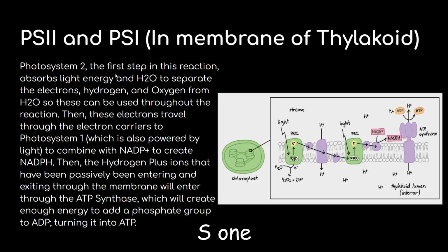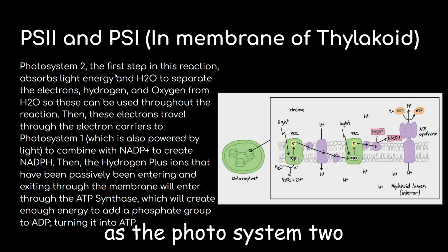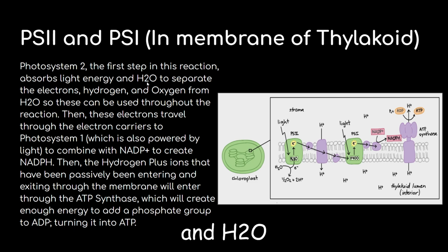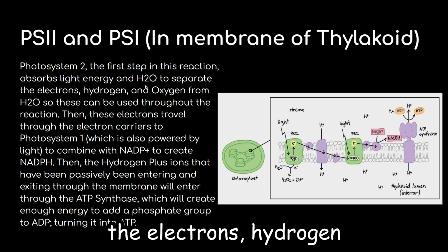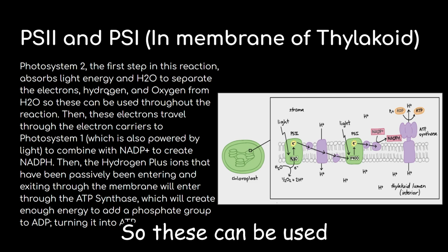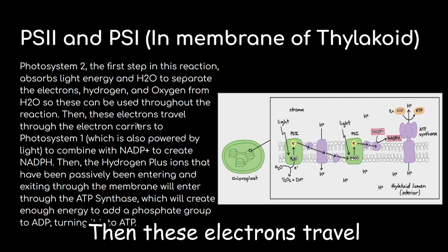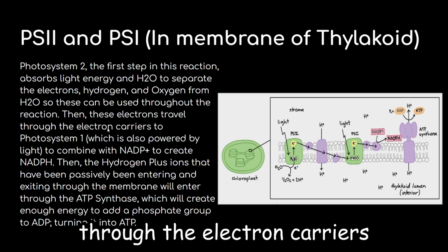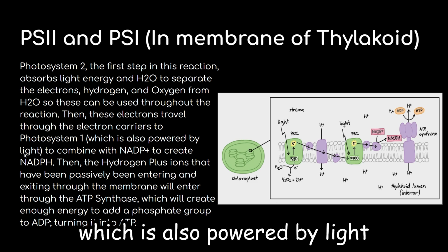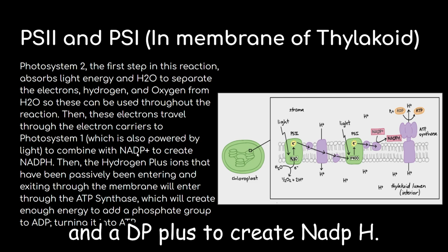PS2, otherwise known as photosystem 2, is the first step in this reaction as it absorbs light energy and H2O to separate the electrons, hydrogen, and oxygen from H2O, so these can be used throughout the reaction. Then these electrons travel through the electron carriers to photosystem 1, which is also powered by light, to combine with NADP plus to create NADPH.